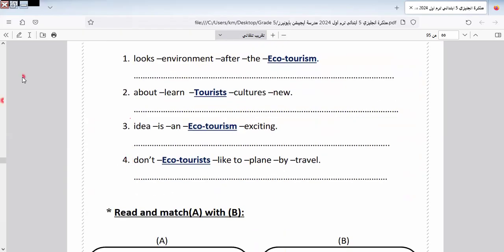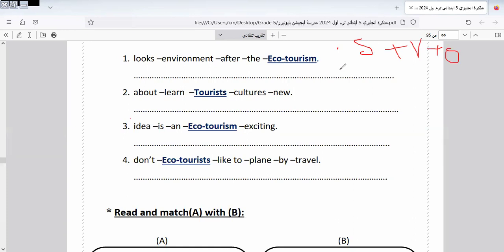Let's answer this part. But also here, I would like to say again: subject plus verb plus object. Let's do it together. So the answer will be... I would like to note something.